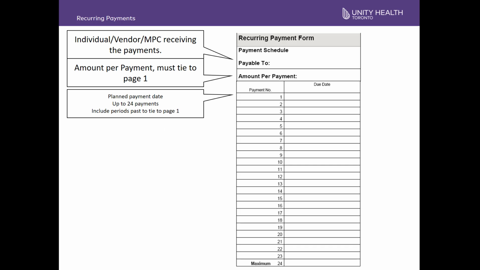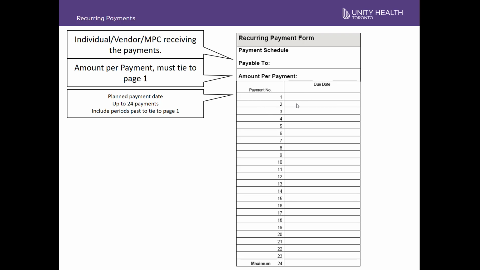This is the second page of the recurring payment form. The first section, you want to repeat who is receiving or who is the awardee of the award. So if it's a physician or an individual, you want to mention that name here. This is not to be confused with the person managing the money, such as SMHA. Next, you want to reiterate the amount per payment. This will be tying to what we have on page 1.